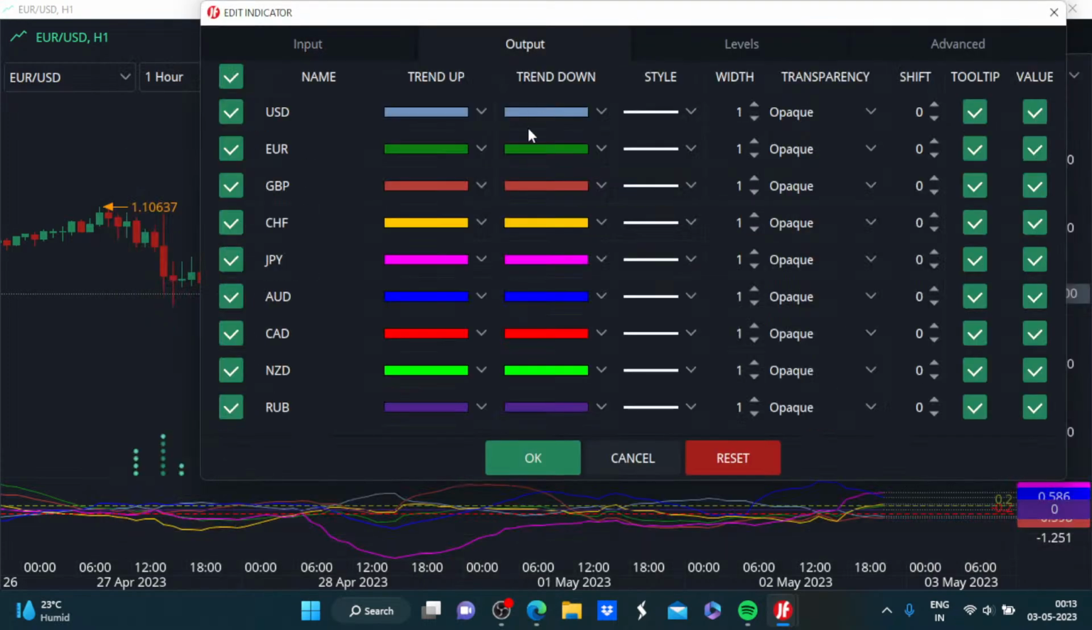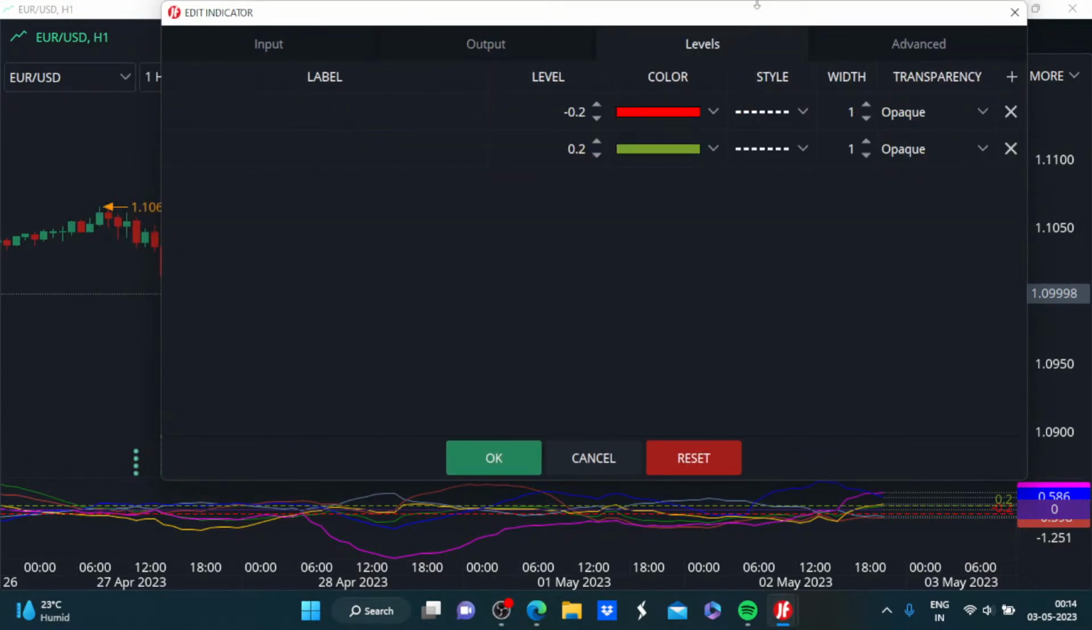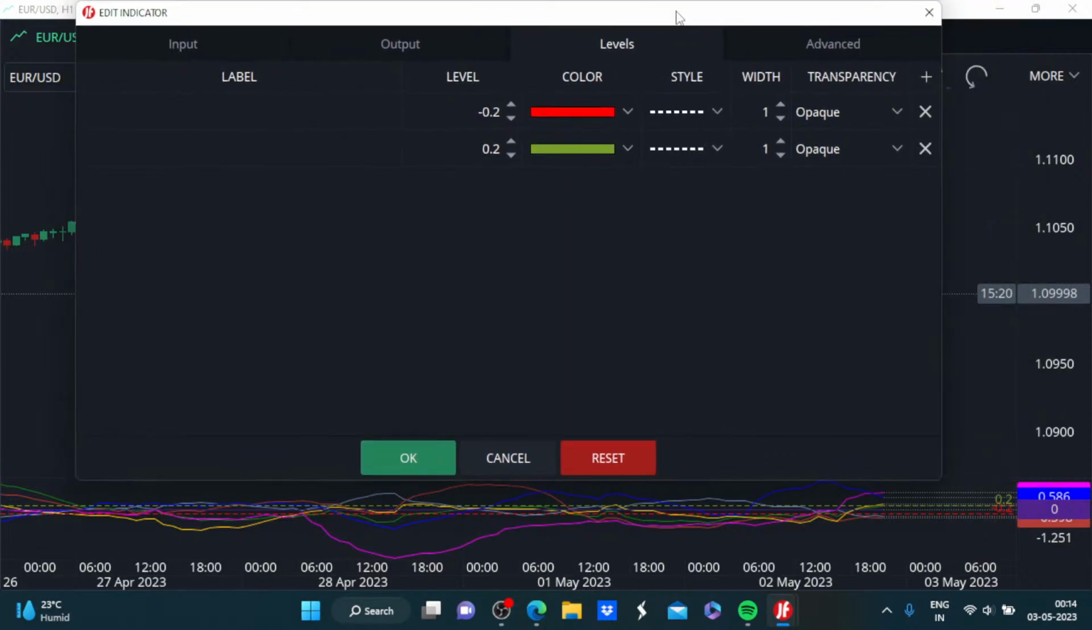Now coming to the output, we have all these currencies represented on the chart by these colored lines. Whenever you want to vary this plotting, you can go for different color combinations. You can also vary the levels. There are these two levels which are going to tell you about the relative strength and the weaknesses. So this 0.2 is a critical marker as the plotting of these lines rises above 0.2 in relative terms.